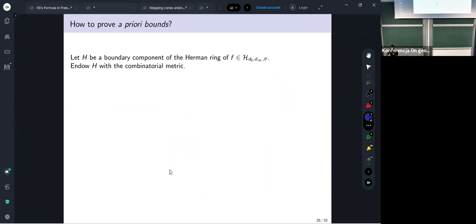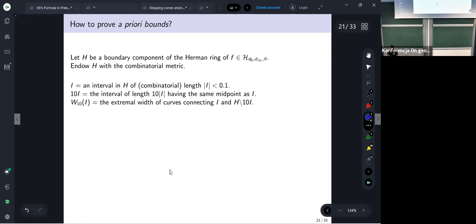All right. So all of the results that I mentioned earlier rely on the first theorem, which is a priori bound. So how do I actually prove this? I'm just going to give you a rough idea of how I prove it. Suppose I pick one boundary component of the Herman ring. I call it H, and I'm going to endow it with the combinatorial metric. And then I'm going to pick a little interval I in H of sufficiently small length, say less than 0.1.